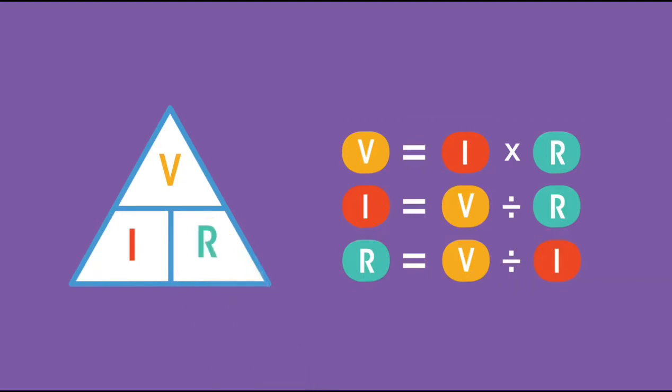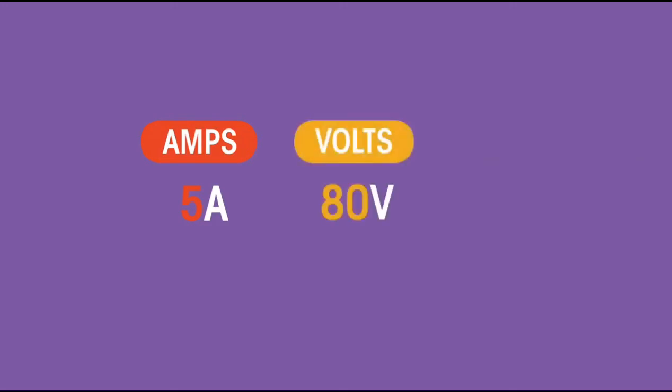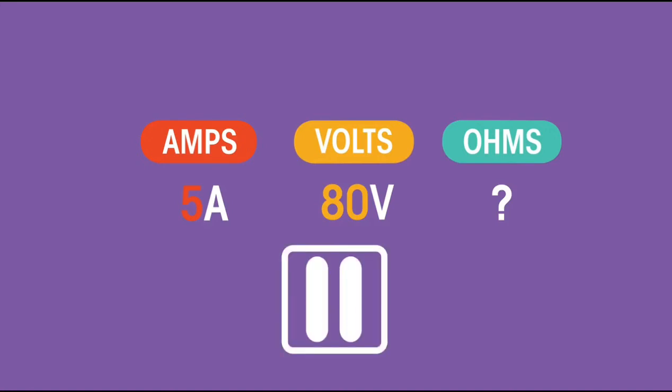Let's try an example. A wire is carrying a current of 5 amps, with a potential difference of 80 volts across it. What's the resistance of the wire? Pause the video for a moment and have a go.